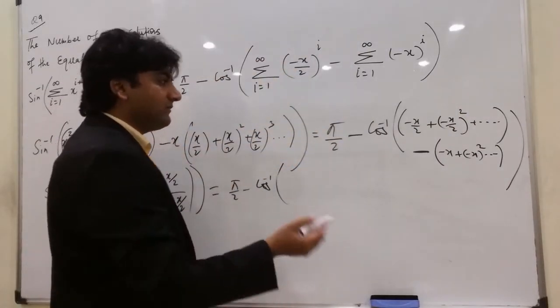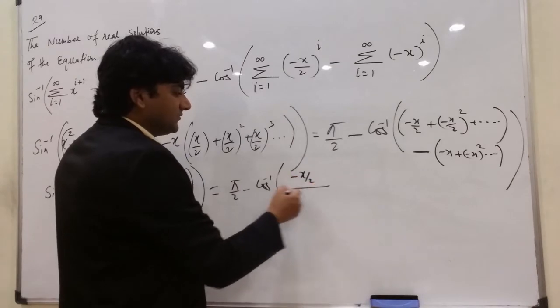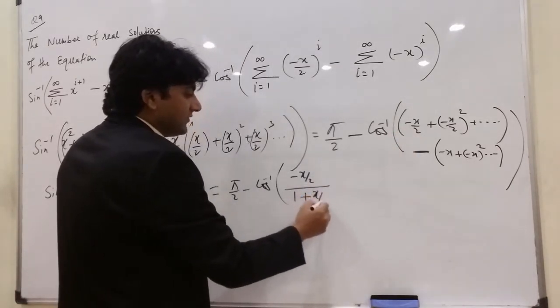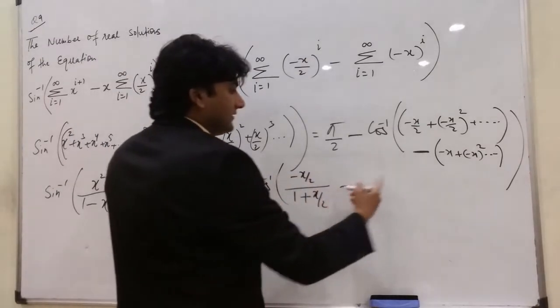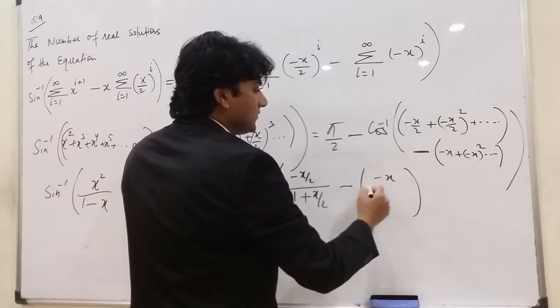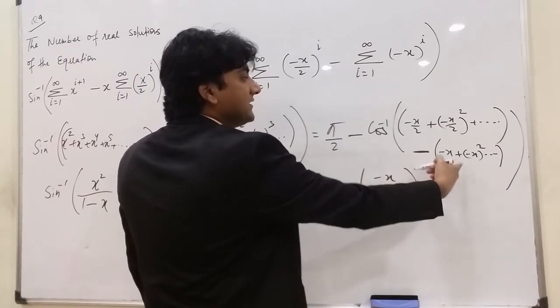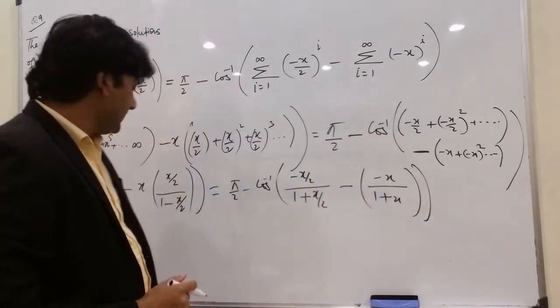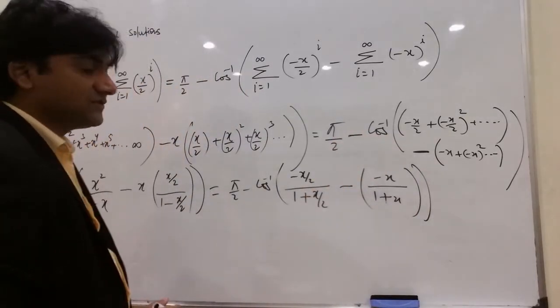Then a over 1 minus r. A is minus x by 2 over 1 minus r. R itself is minus x by 2. So it will be plus x by 2. Then this minus sign here. A is minus x over 1 minus r. R itself is minus x, so it will be plus x. And like that. Okay? Now we just have to solve.